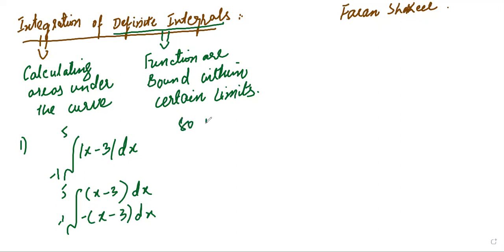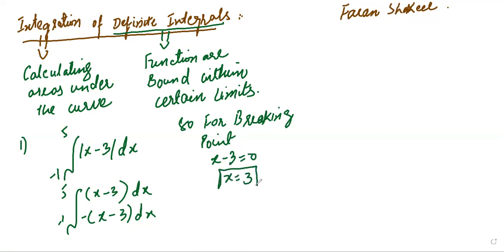So for breaking point, अगर हम इसके किसी breaking point की बात करते हैं, so breaking point of that curve would be x equals to 3. And since we need to find the integration or the area under the curve x minus 3 from its lower limit of minus 1 to upper limit of 5, so breaking point उसके लिए क्या है 3 है. अब breaking point का basically मतलब क्या है कि हमने उस इंटीग्रल के फंक्शन को तोड़ना है.